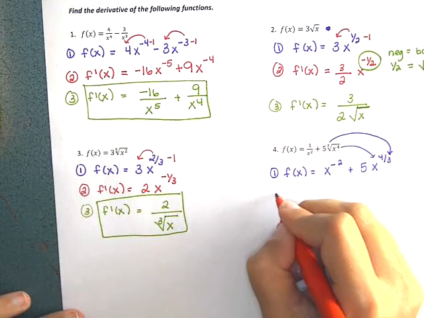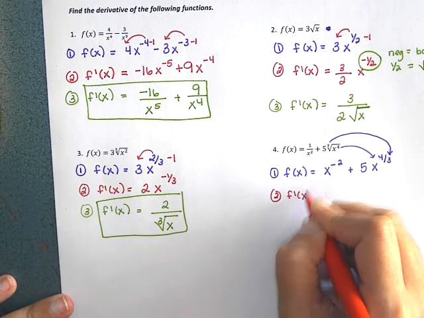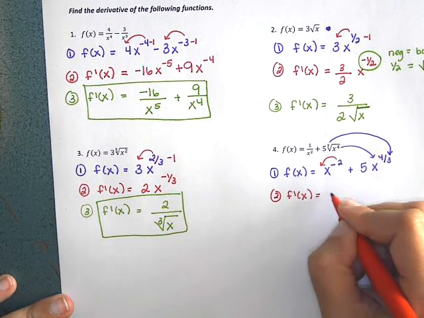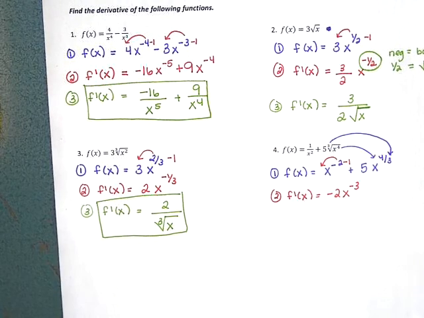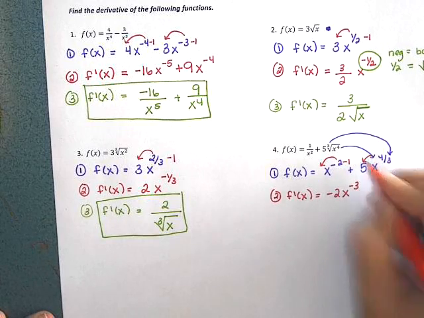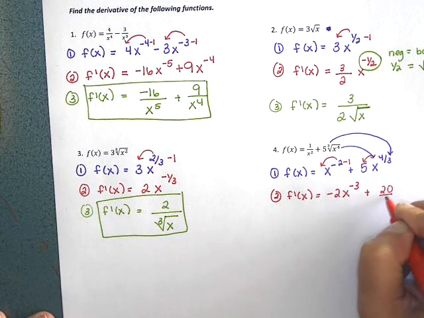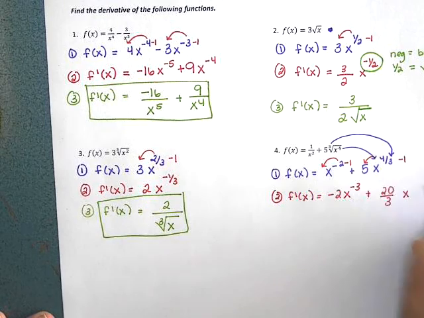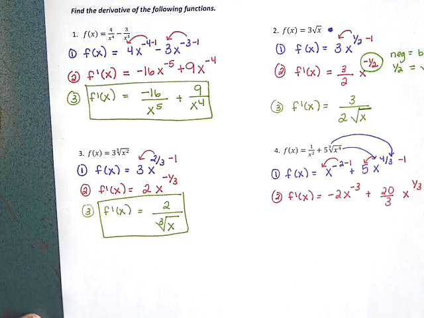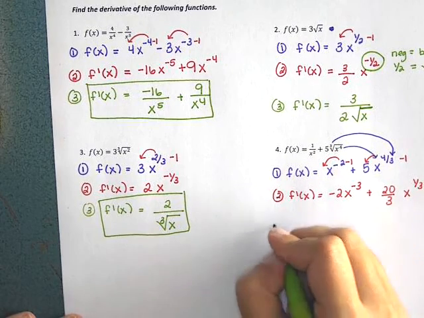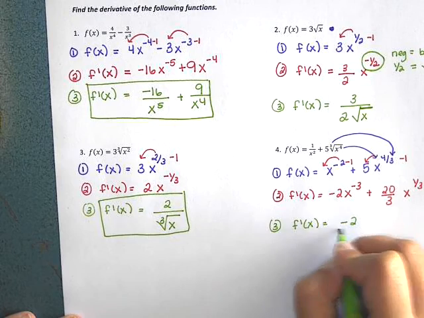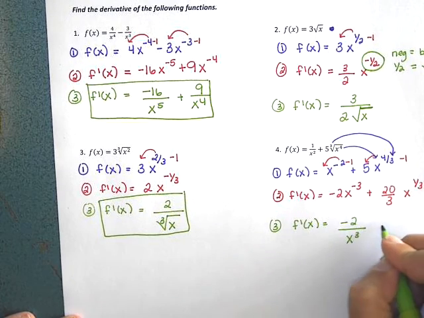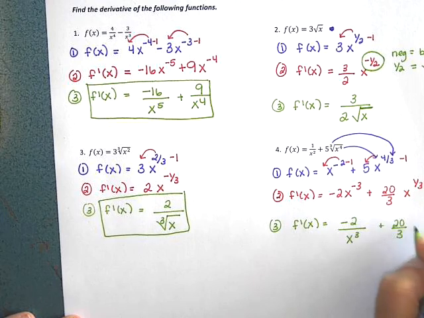Now I'm going to actually take the derivative. So drop it like it's hot. Negative 2x to the negative 3, because negative 2 minus 1 becomes more negativer. Drop the 4/3 plus 20/3 x to the, subtract 1, and I get 1/3. Now last but not least, I'm going to rewrite it. So the derivative would equal negative 2 divided by x cubed plus 20/3 times the cube root of x. And I'm done.